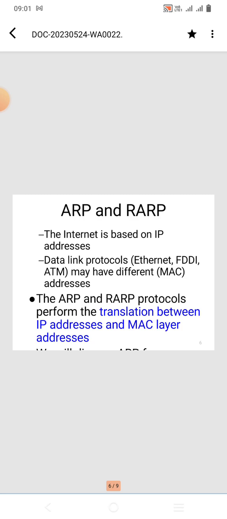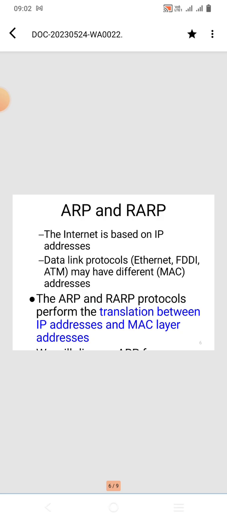So what is ARP? We all know that the internet is based on the IP address. Some of the data link protocols, like Ethernet, FDDI, ATM, are accessed with the help of the MAC address. So there are two types of address: one is called the MAC address and the other is the IP address.